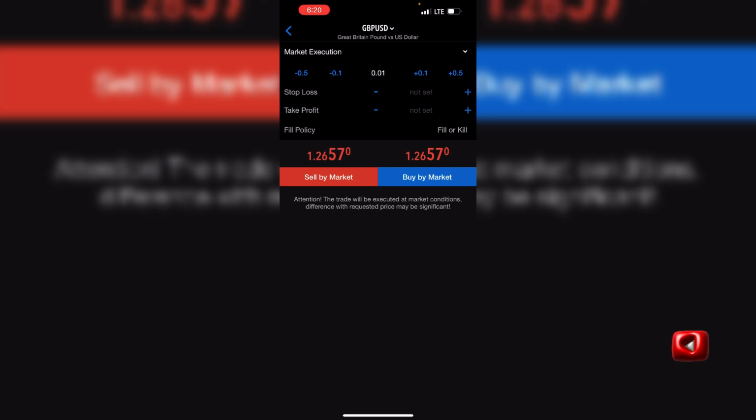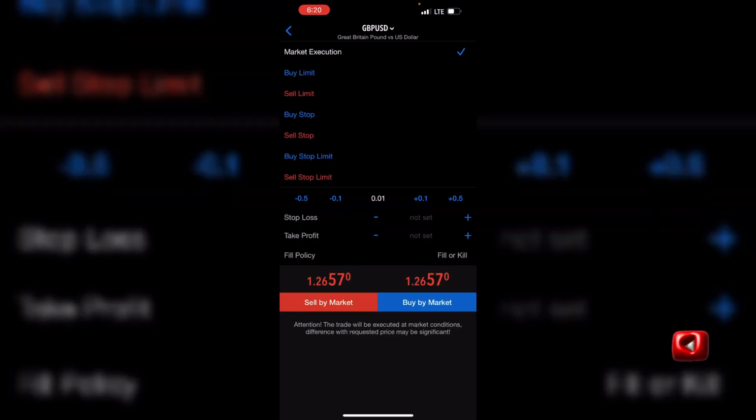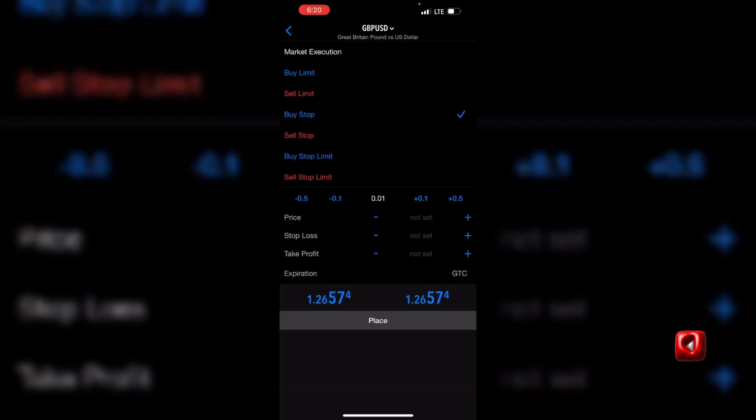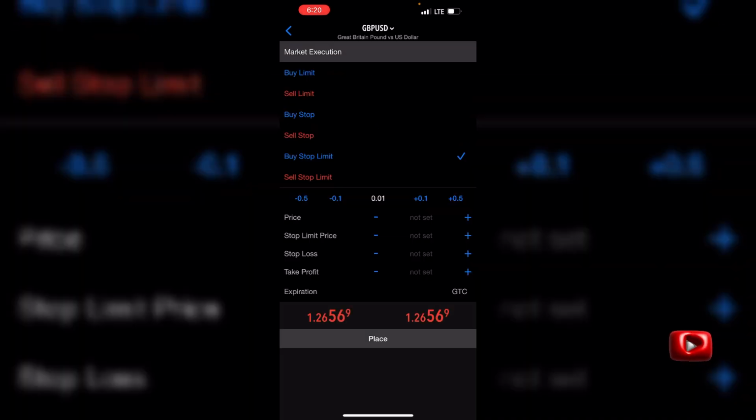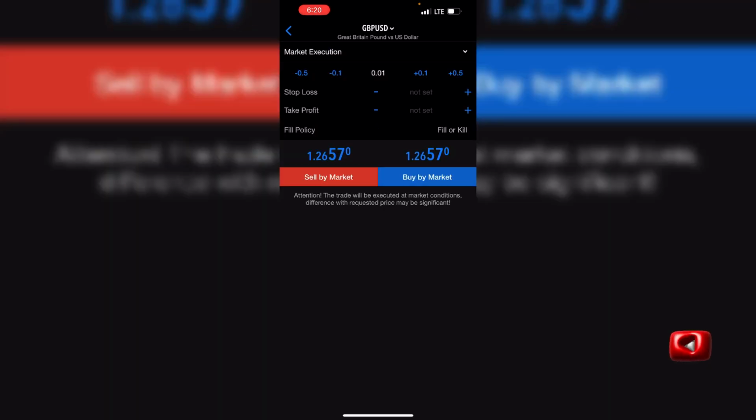Okay, now you can see at the top market execution. If it was a pending order, like a buy limit, sell limit, buy stop, sell stop, buy stop limit, sell stop limit, we would have selected any of them. Okay, but this is an instant execution which falls on a market execution, so that's what we are going to select.